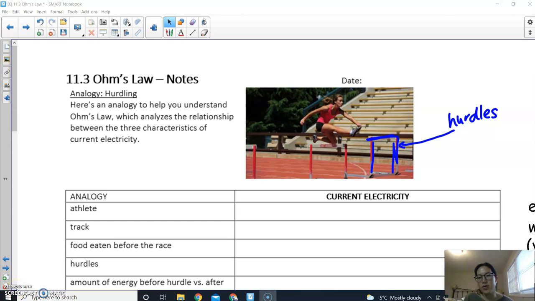Hi everyone and welcome to 11.3 Ohm's Law Notes. So please copy these notes down.